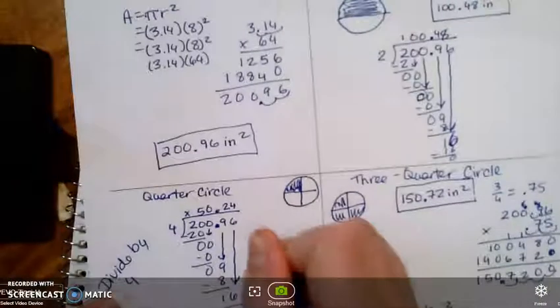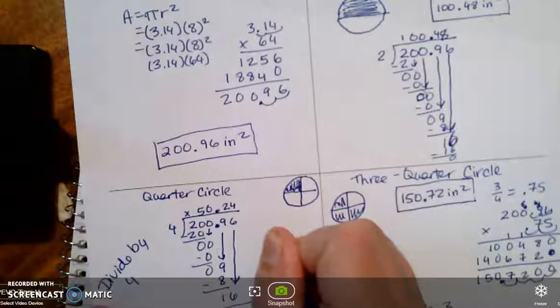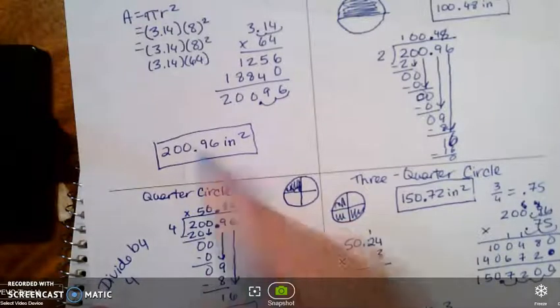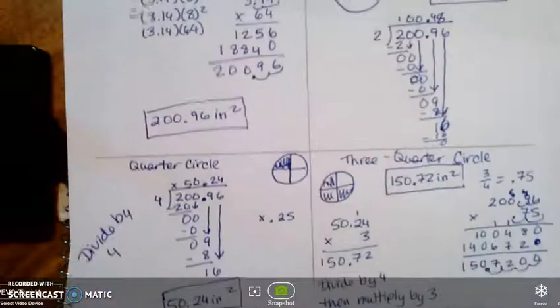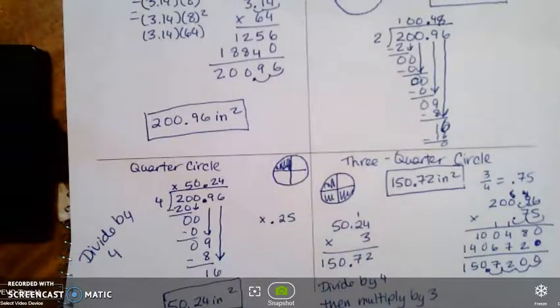Officially over here, you could multiply by 25% because that's 1/4. Take that number, multiply by 0.25. You could do that. So, your choice.